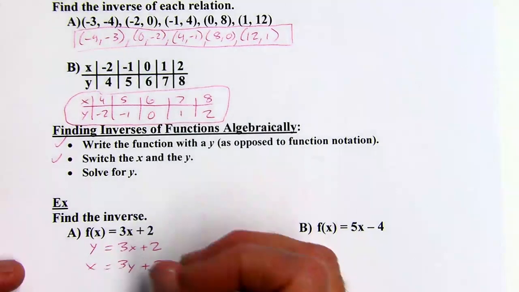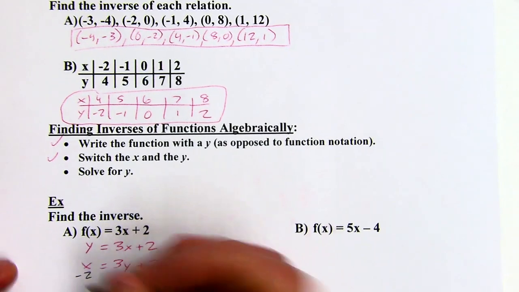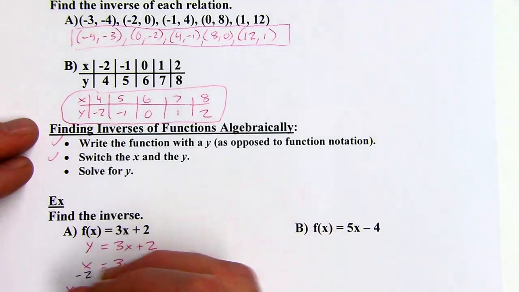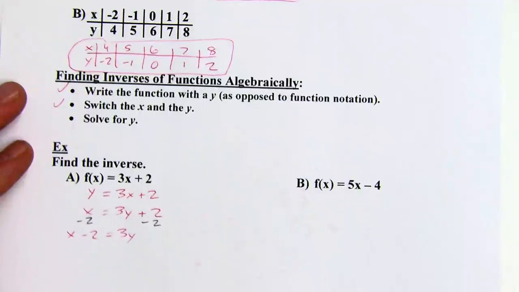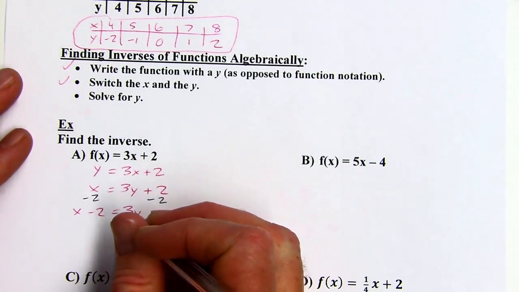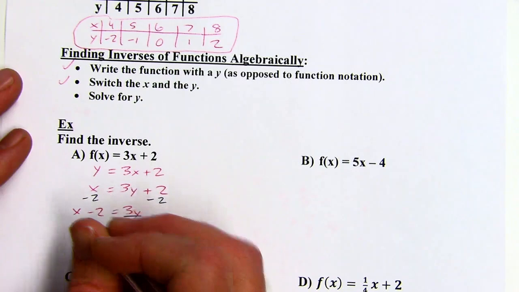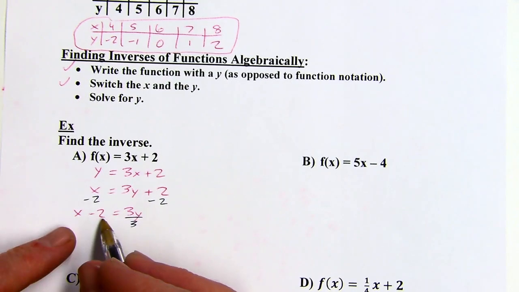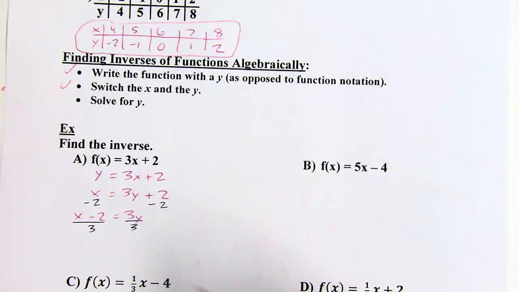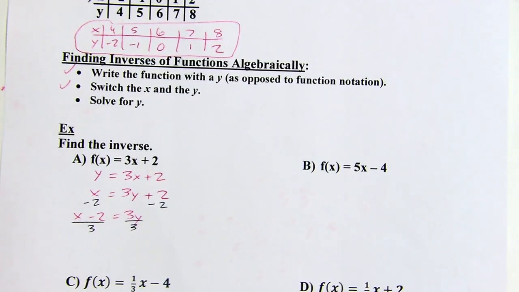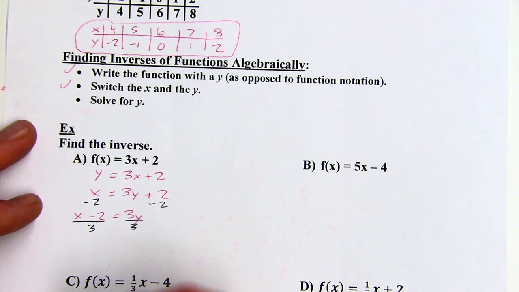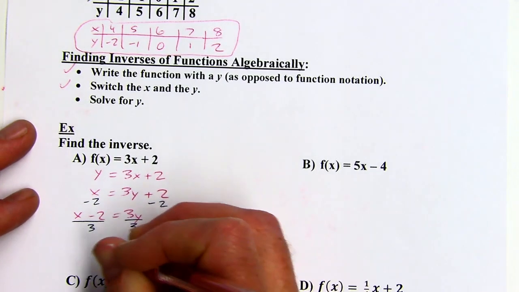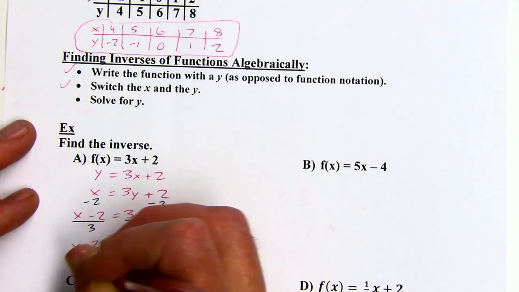So I'm going to subtract 2 from both sides. Now I've got x minus 2 equals 3y. And then I'll divide the whole equation by 3. Okay, and you could divide the x by 3 and divide the -2 by 3, or you could just divide them both by 3. It doesn't really matter. It's going to be equivalent. Okay, so now I've got just the y over there and (x minus 2) all over 3.